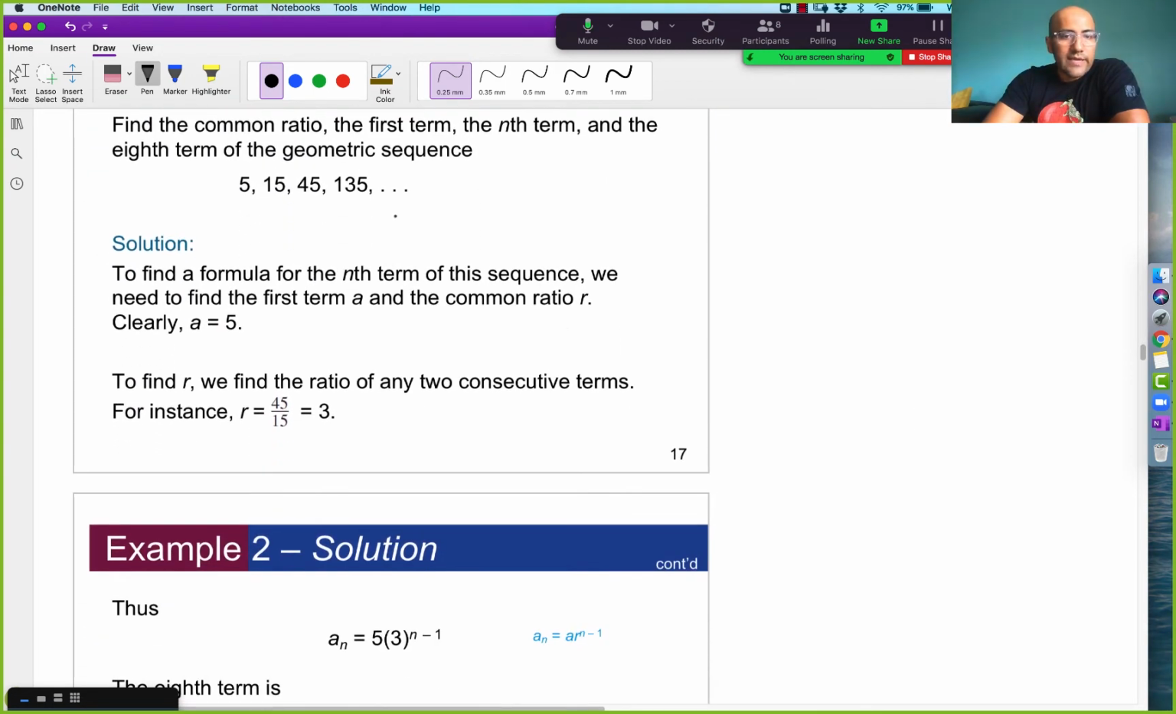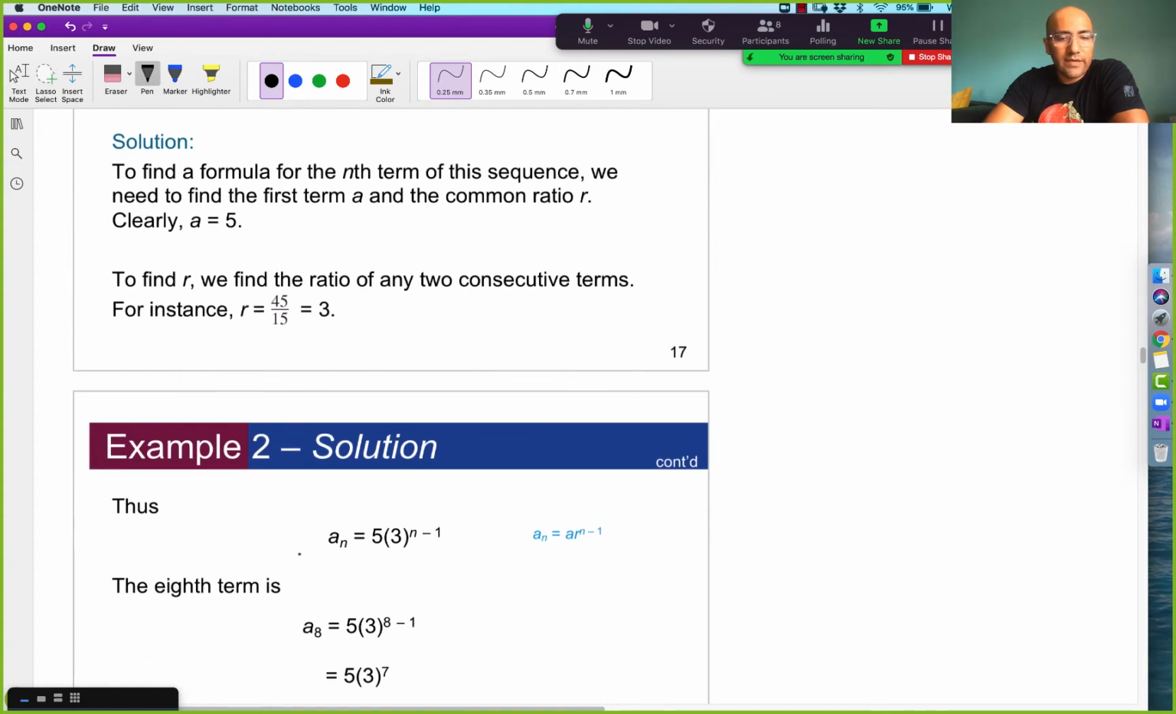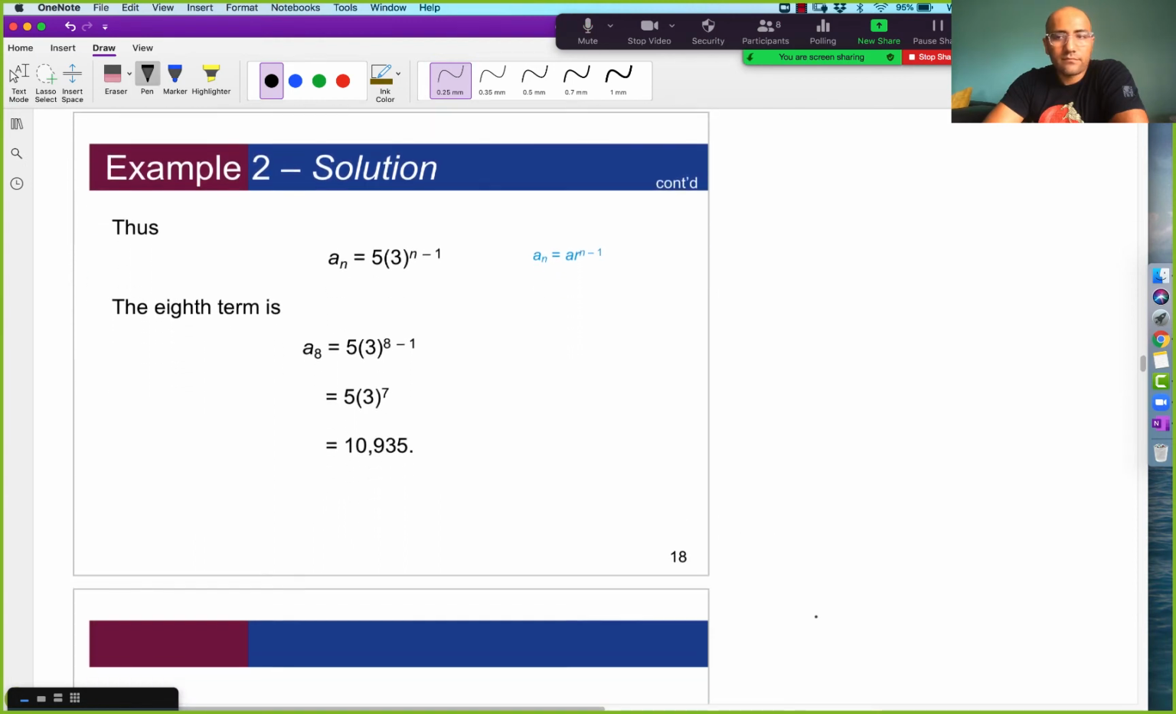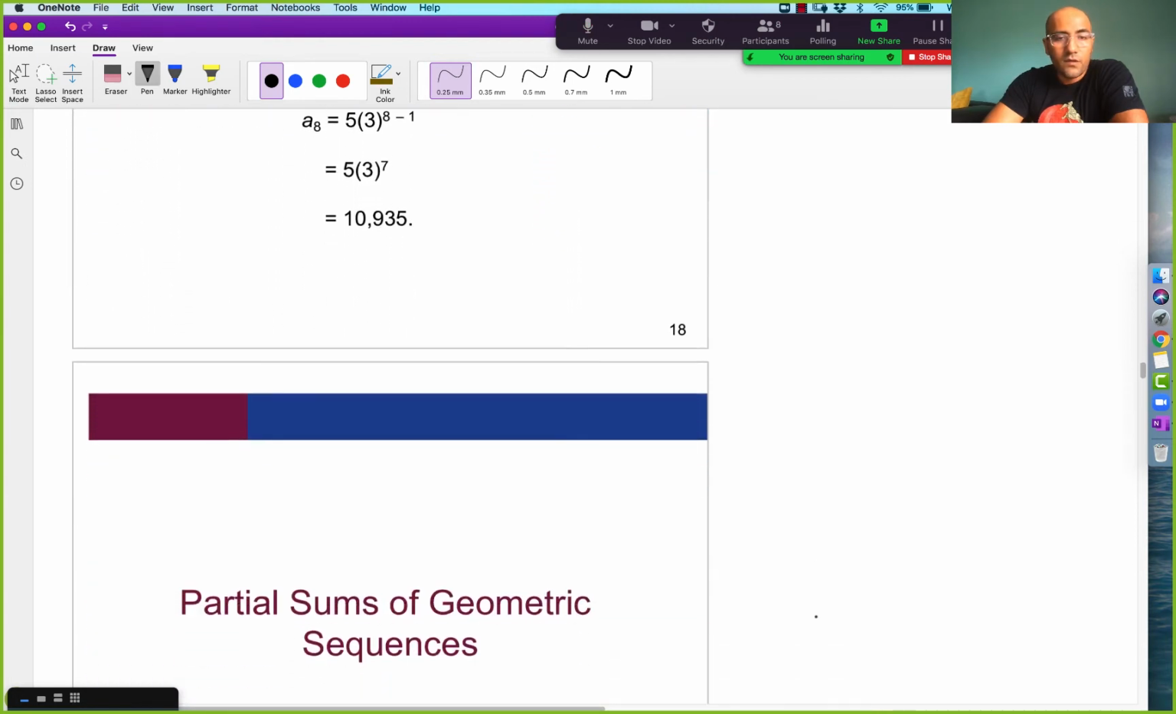Good. Okay, so we take any two, 45 divided by 15. That's how we got the common ratio of 3. Clearly, the initial value 5 is A. From there, we can get our closed formula. And from there, we can plug it into the formula to find the 8th value on my list, which is exactly the work we did.